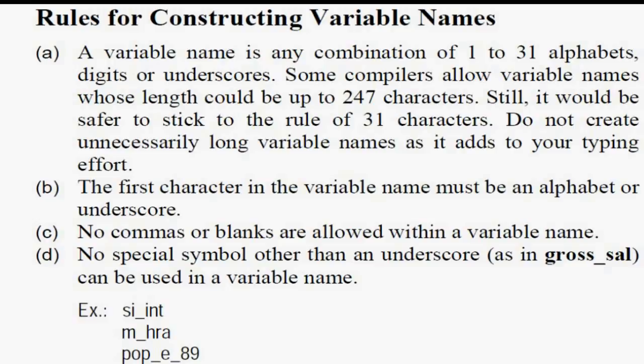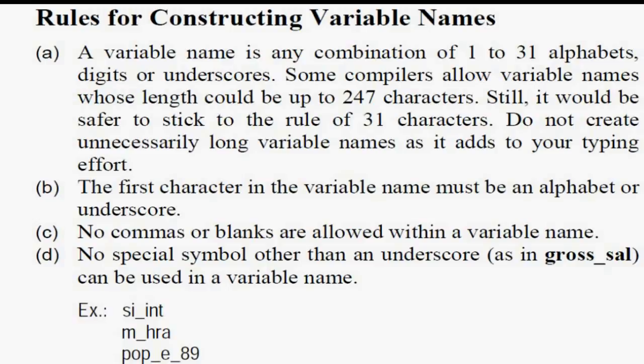It doesn't mean that. Then the second rule: the first character in the variable must be an alphabet or underscore. Third rule: no comma or blank spaces are allowed within a variable name. Fourth rule: no special symbol other than an underscore, as shown in this example. No symbol except this underscore symbol is allowed in a variable name. So note any special symbol like dollar, hash, at the rate and asterisk, no, any other symbols except underscore.